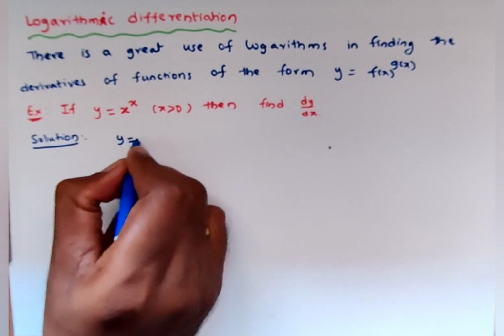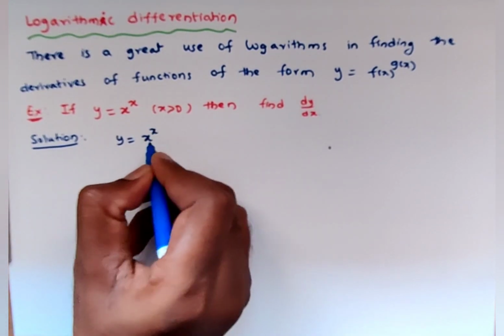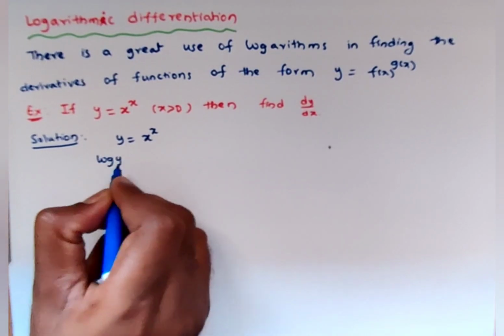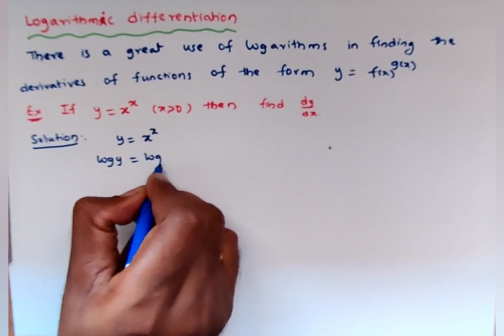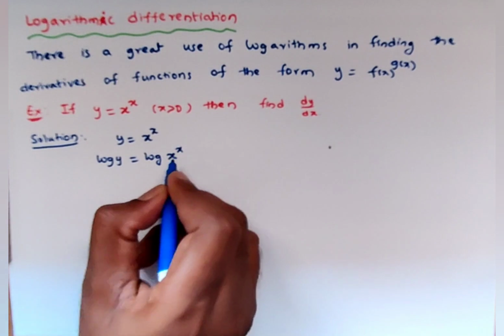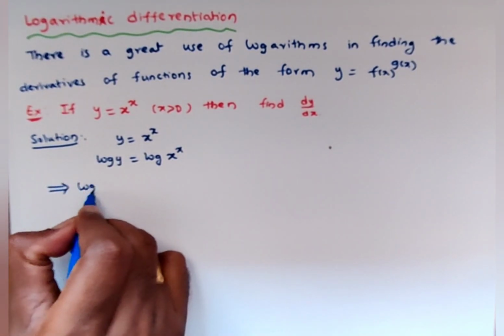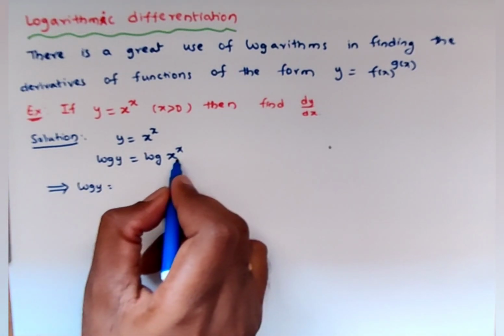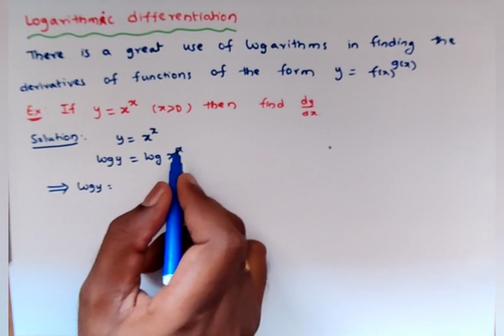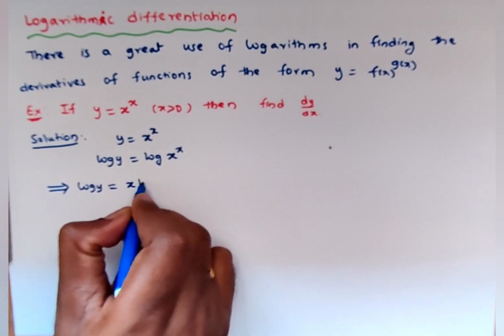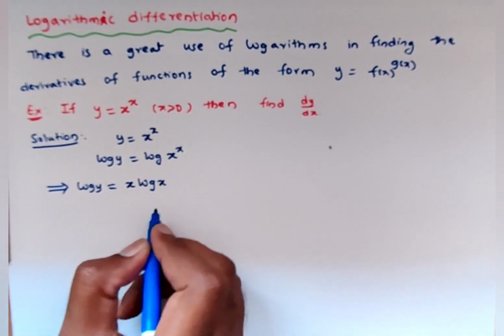Now in this case we need to use logarithms. Taking logarithm on both sides, log y is equal to logarithm of x to the power of x. Now by the power rule, log of x to the power of n can be written as n into log x. Similarly, we can write it as x into logarithm of x.